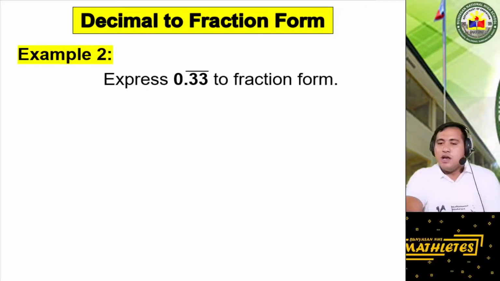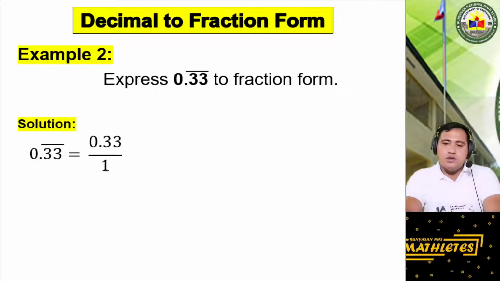So example number 2 is a decimal number that is a repeating decimal. Sir, earlier it was terminating, now it is repeating, non-terminating. How do we solve it? In solving a terminating or non-terminating decimal, especially a repeating decimal, you can use this one. We again express it in this form, but the next step is different from the first example.